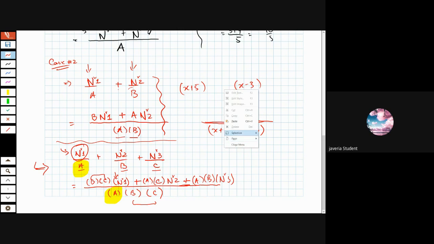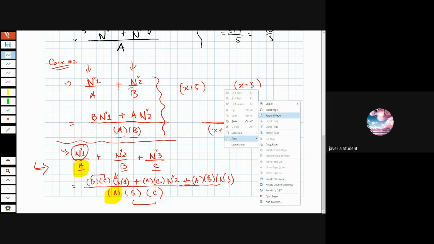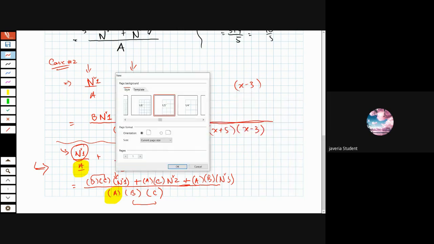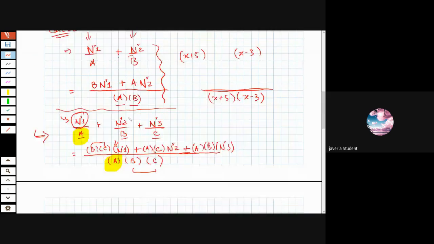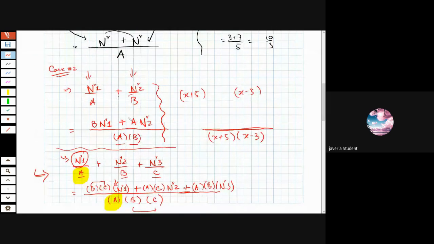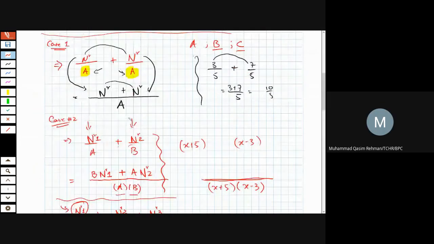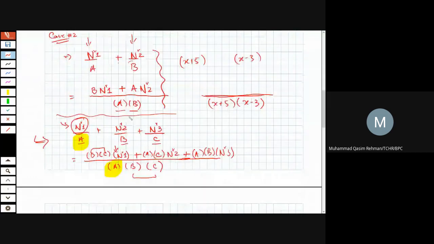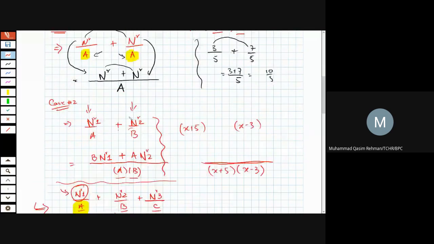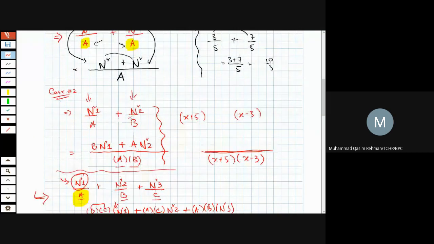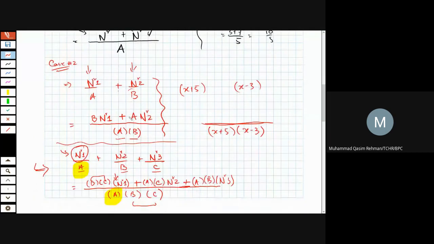Yes, sir. All right. Sir, it's just like the case number 1 that we have to make the denominator same. No, no, no. Don't think that we have to make the denominator same. I never said I'm changing A into B or B into C. Just understand this process. This is totally different.